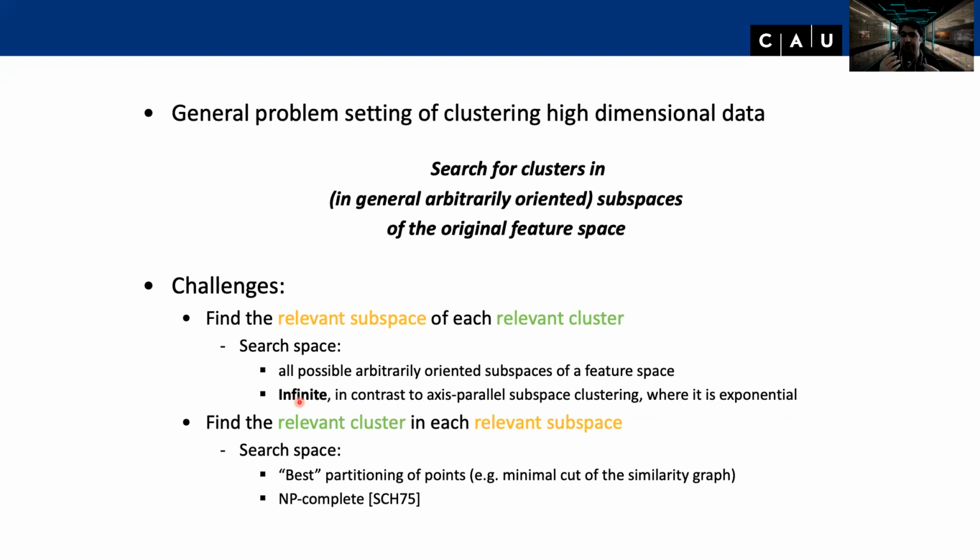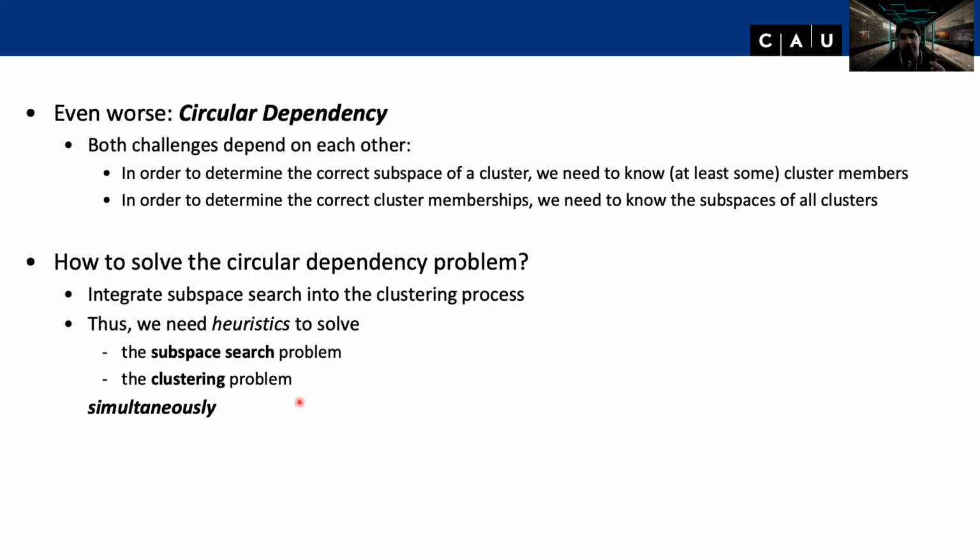Also, even the word optimality itself is almost philosophical, asking what is actually optimal in that sense, depending on the objective we specify. So we have it even worse, this circular dependency here. Both challenges depend on each other. So in order to determine the correct, strike that, correct is a bad choice of words, to determine the relevant or suitable subspace of a cluster, we need to know at least some cluster members. On the other hand, in order to determine the meaningful or relevant cluster memberships, we need to know the subspaces of all the clusters. So this is not really making a positive attitude.